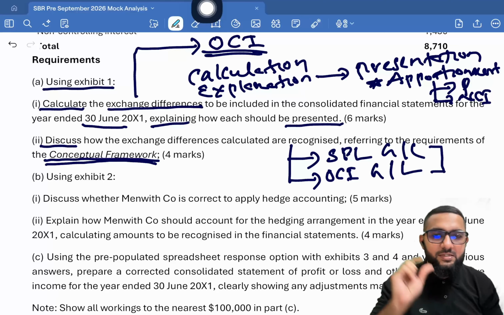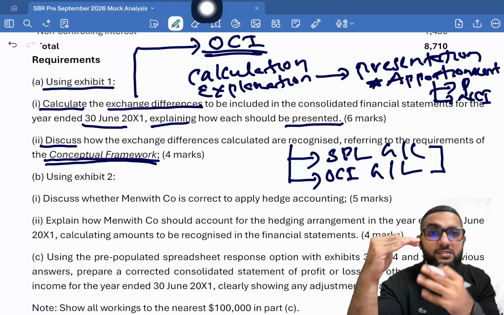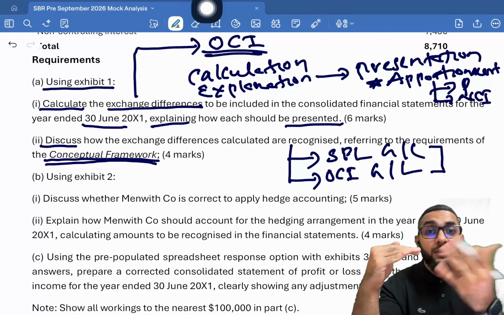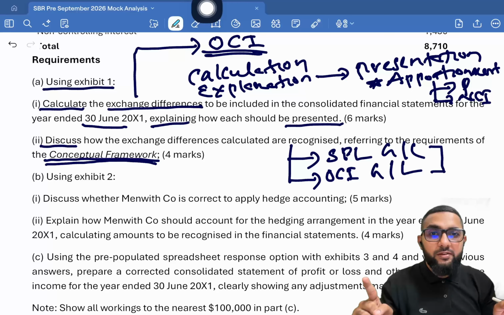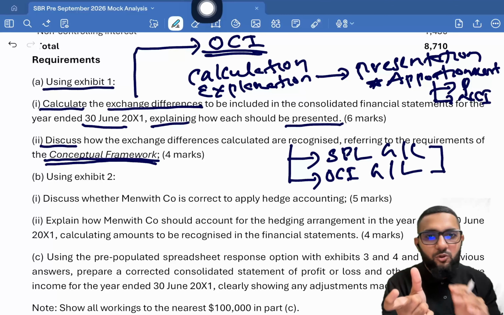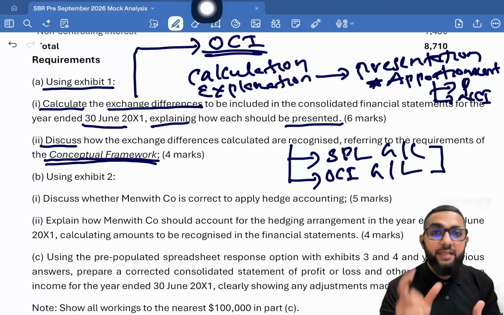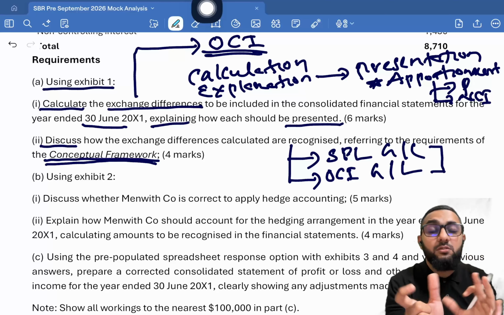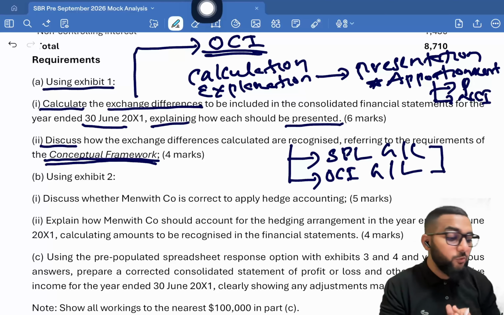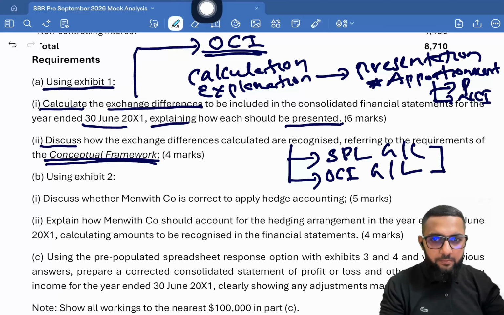Why OCI? Because it is going to be a foreign operations translation. And the first one is not allocated to NCI, because 100% goes to the parent, since NCI is at the net assets method. The second one is allocated to both parent and NCI, in OCI. The third situation is where P&L is where it goes, not OCI, and that is going to be allocated across both the parent and NCI, and that's going to sit in the operating section of P&L. You have to be very specific when you are explaining the presentation. So you're showing where it goes and sits. Okay, so that is your requirement A.